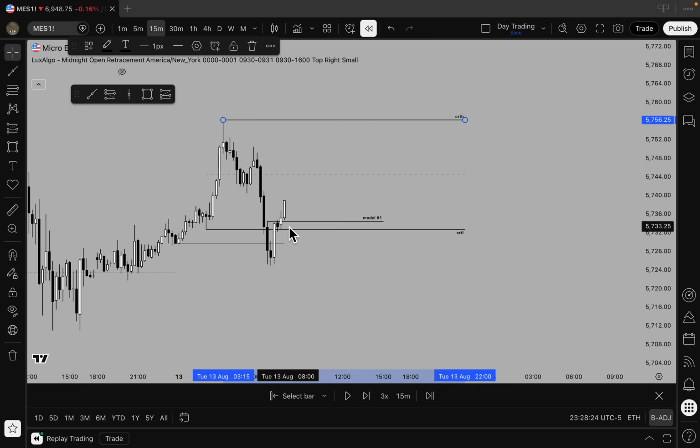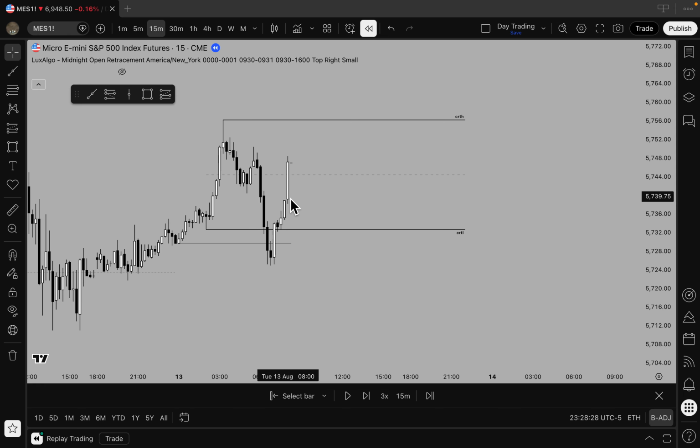This is going to be a true market structure shift, but this is such a higher time frame trade. What time is it? It's 7:45. I'm going to wait a little bit longer. 8. Make this a little bit more realistic. 8:30.